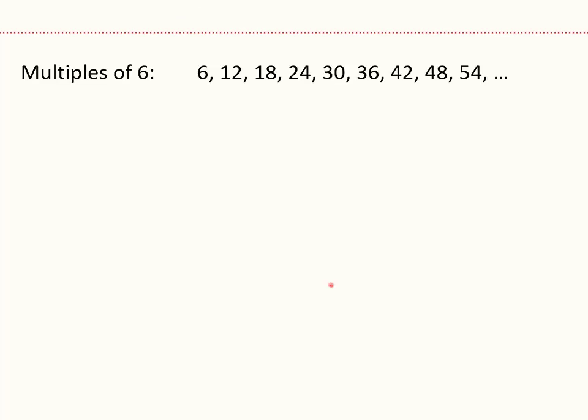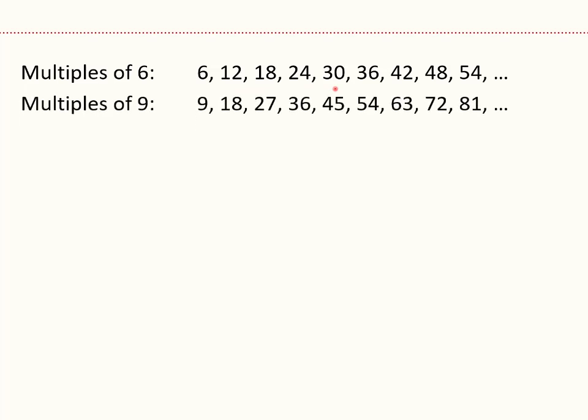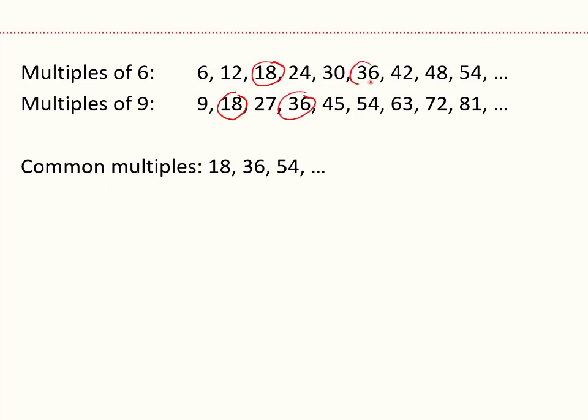Let's go. So, multiples of 6. We can see how they begin. 6, 12, 18, 24, 30. But let's take multiples of a different number. How about 9? Here are some multiples of 9. 9, 18, 27, 36, and so on. And we see that there are some common multiples. 18 is in both lists, and also 36 is in both lists. 54 is in both lists. So they share some common multiples.